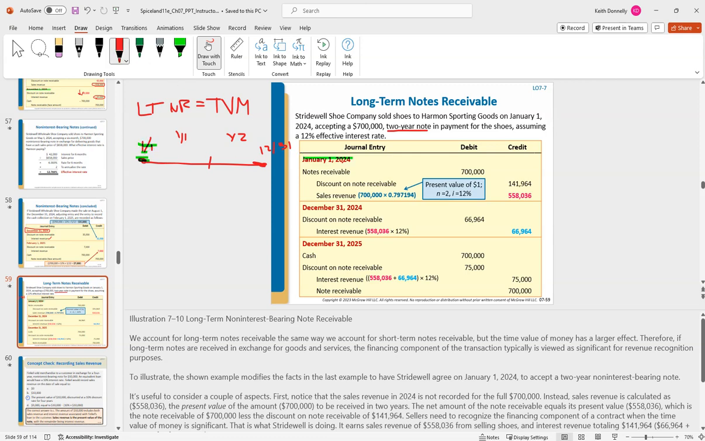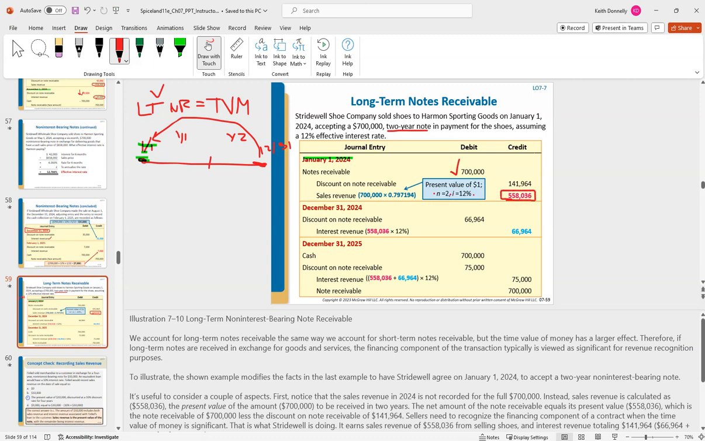We are going to have a note receivable for face, debit note receivable, 700,000. Because we're looking at a long-term note receivable, we have to take that future amount of 700,000 and shrink it down into today's dollars. So it will be 2 periods, because it's 2 years. Based on the facts up there, the effective interest rate is 12. We would use the present value table, 558.